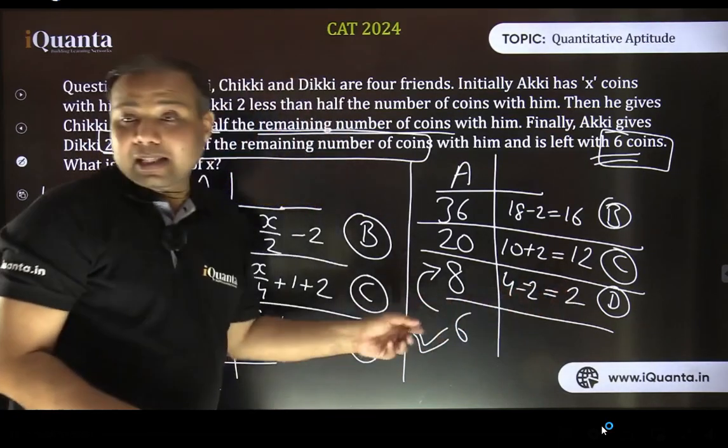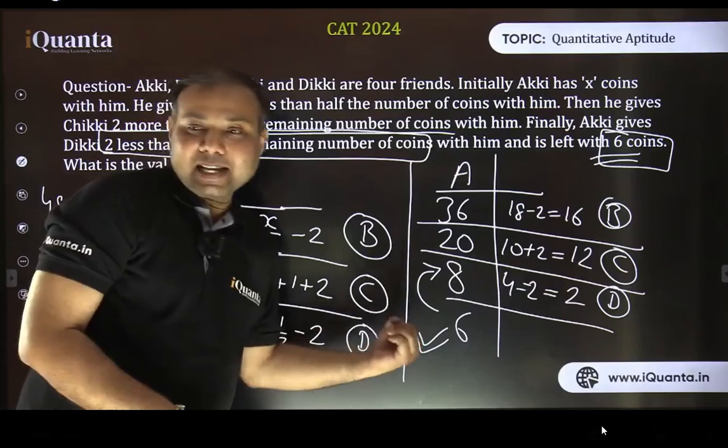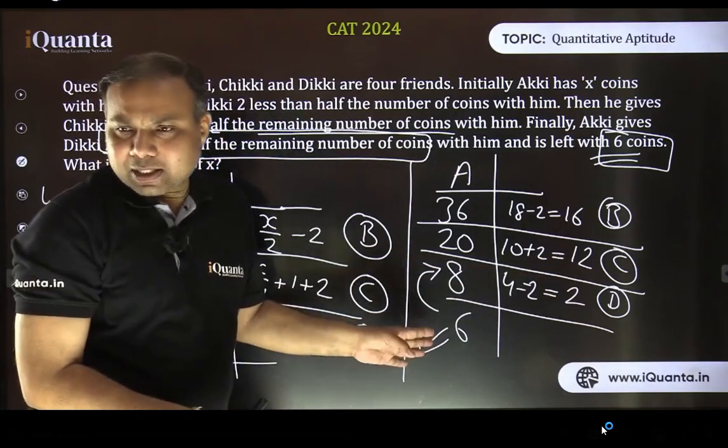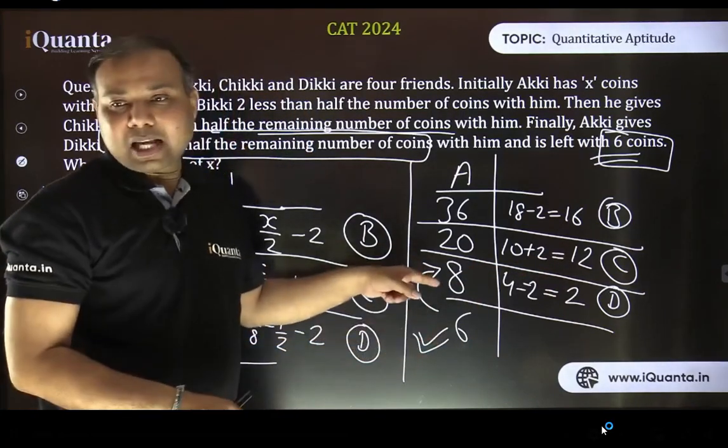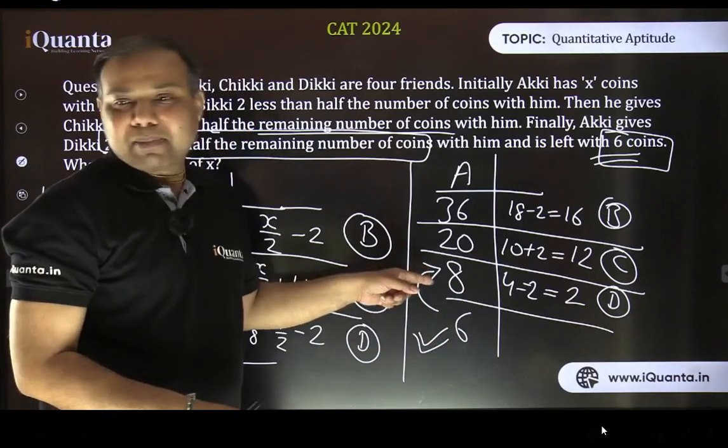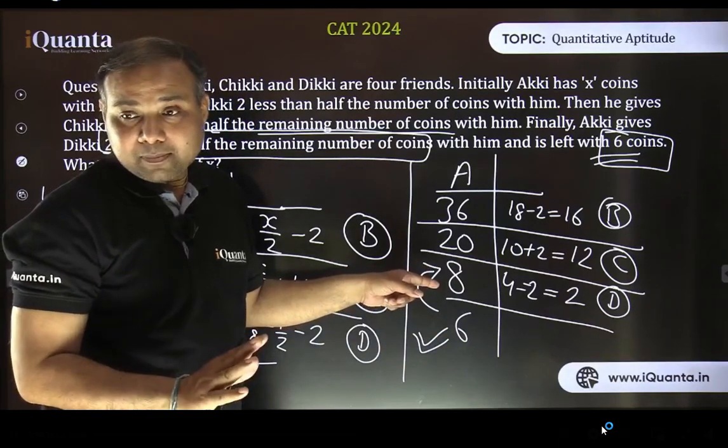After taking 2 coins, he is having 6 coins. If he doesn't take those 2 coins back, give them back to him. That means he must have 4 coins. So 4 is actually half of his previous amount, right? That means previously he must have 8 coins. Is it okay? I'm repeating once more.